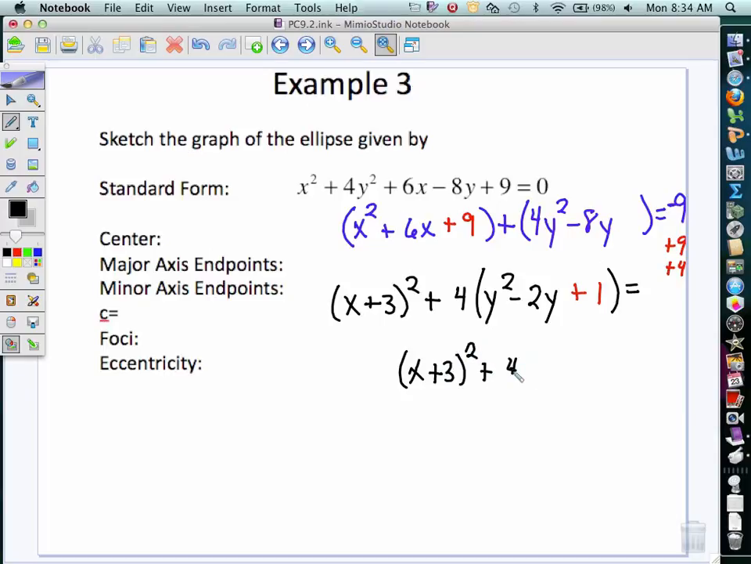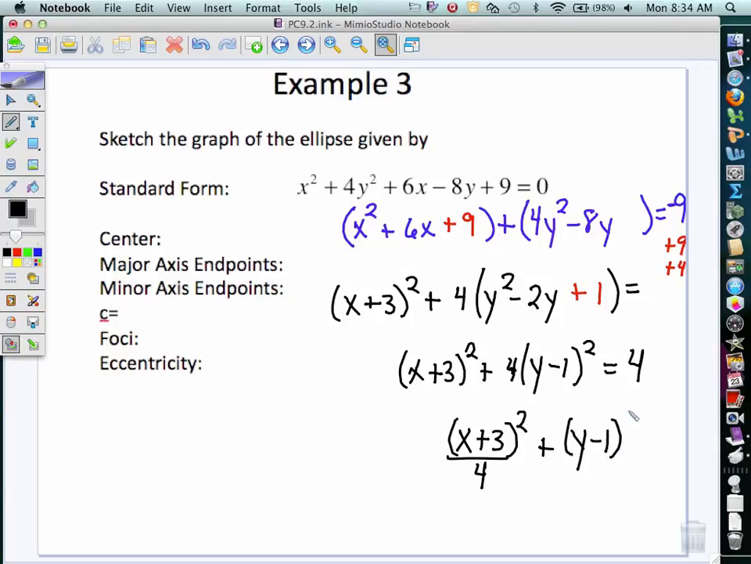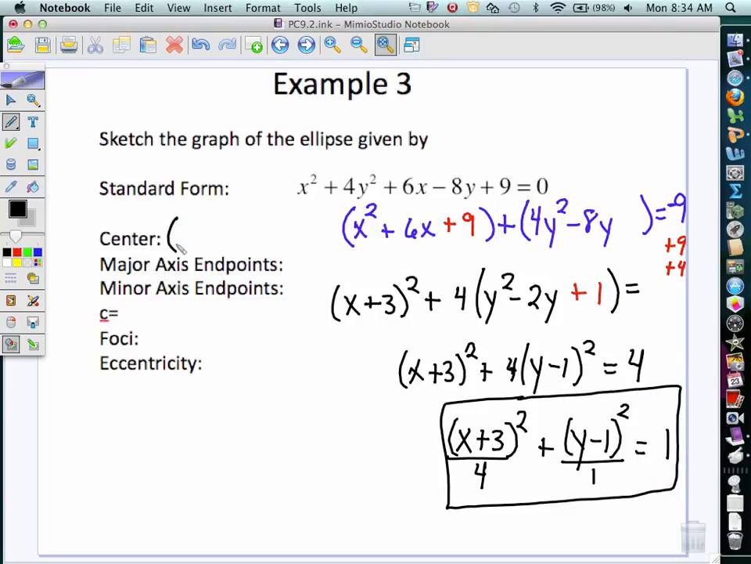So here's what my form is. This is my standard form. It'd be x plus 3 squared plus 4 times y minus 1 squared equals negative 9 plus 9 plus 4, which is 4. And then the last thing that we'd have to do is divide everything by 4. So this is x plus 3 squared over 4 plus y minus 1 squared. This would just be over 1 and equals 1. Okay, so that's my standard form right here.